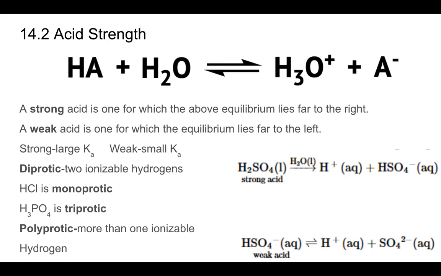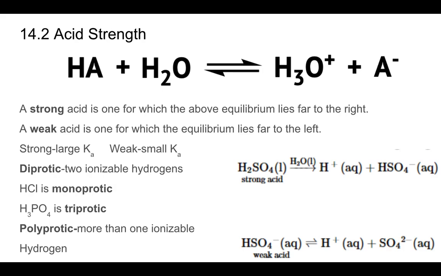Now let's talk a little bit about acid strength. We sometimes say that certain acids are strong and that others are weak. What we really mean by that, since we know from chapter 13 that everything is an equilibrium reaction, is that the strong acids are ones that have equilibria that lie far to the right, or in other words have large Ka values, and weak acids are ones in which the equilibrium lies far to the left, which have small Ka values.